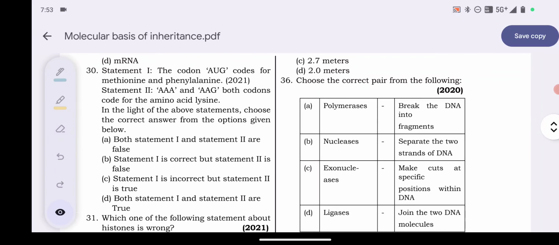Question number 30. A statement is given, look carefully. The codon AUG codes for methionine and phenylalanine. This statement is wrong. Second statement: AAA and AAG both codons code for amino acid lysine. This is correct. So according to this, option C will be your answer. Statement 1 is incorrect but statement 2 is true. Explanation: AUG codes for only methionine but not for phenylalanine, and AAG and AAA are two codons for amino acid lysine. So option C is the correct answer.